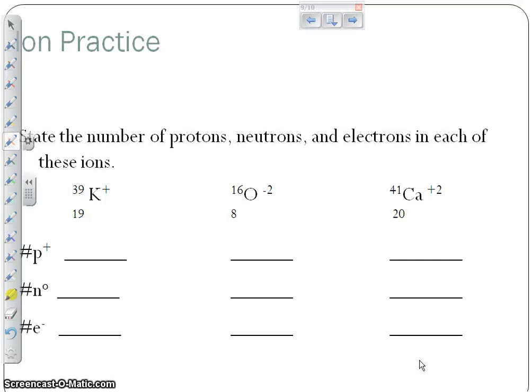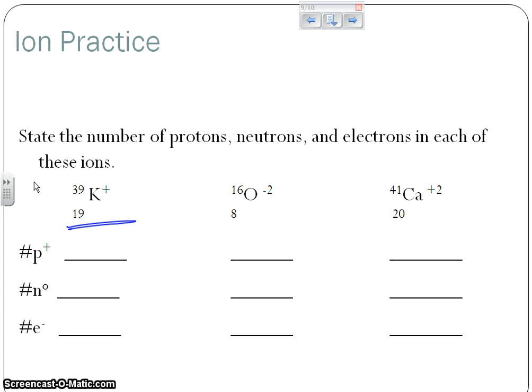Obviously, we can do the exact same thing with the ion isotope notation, trying to figure out how many protons, how many neutrons, and how many electrons we have. So take your potassium, take your oxygen, take your calcium, pause the video, and see if you can figure out how many protons, neutrons, and electrons. No, seriously, pause it. Do it, because practicing is how you learn, kids. Anyways, I'm going to assume that you actually tried these.